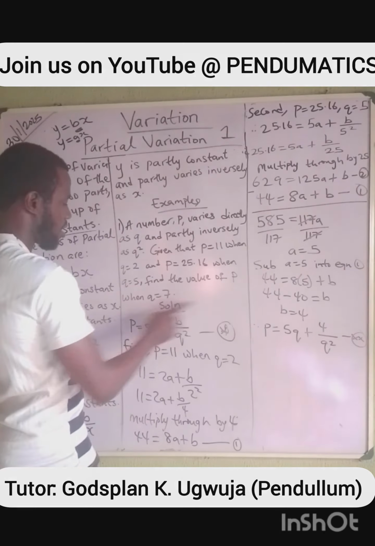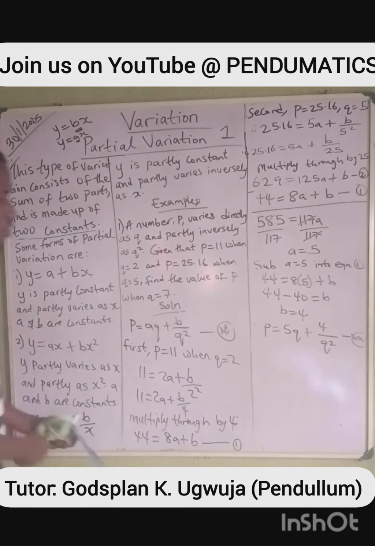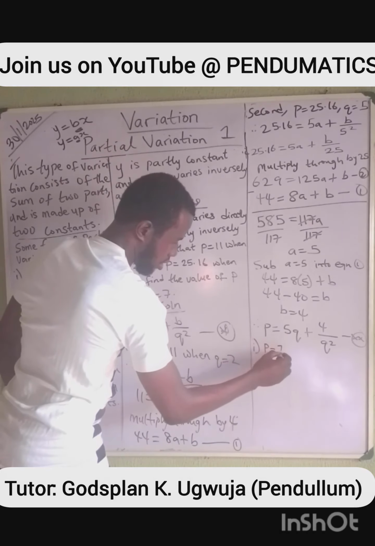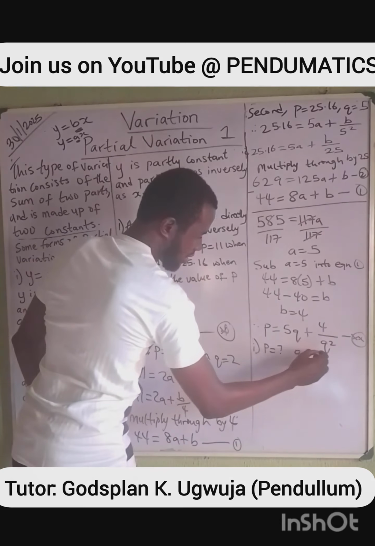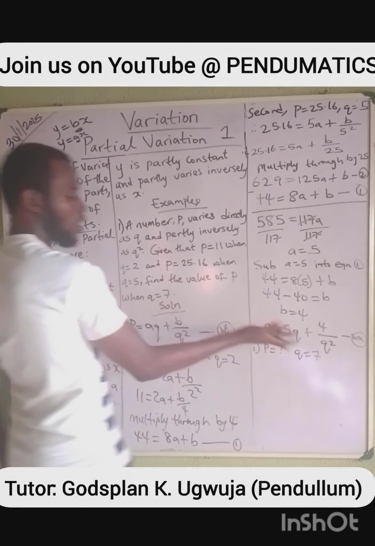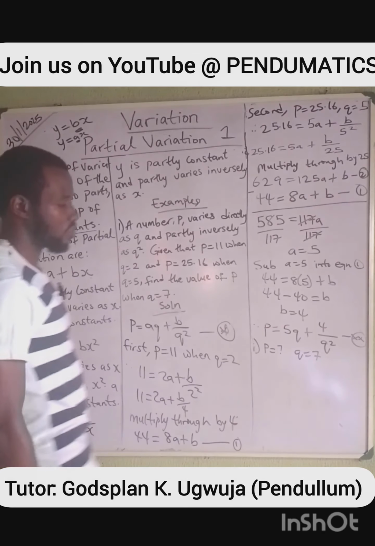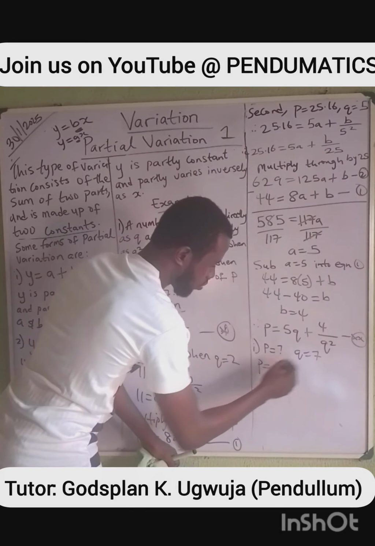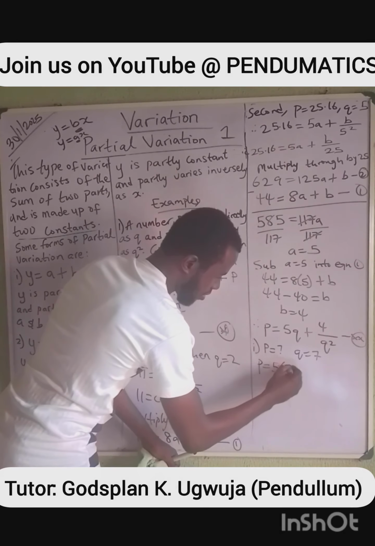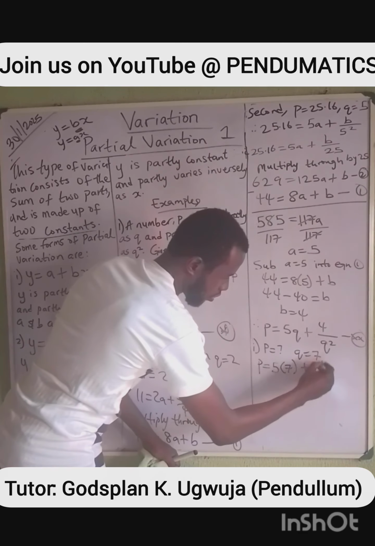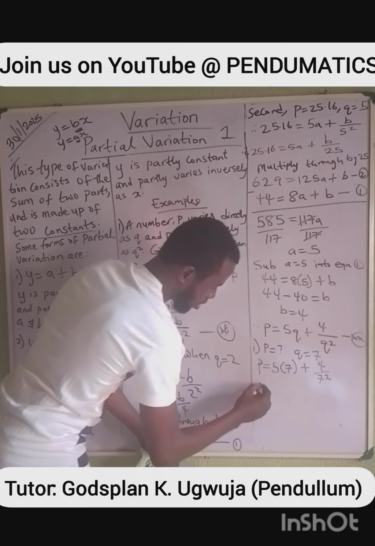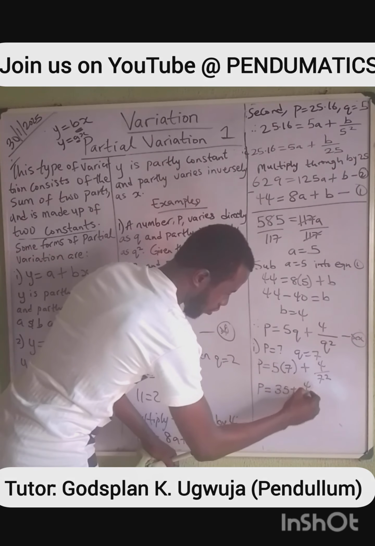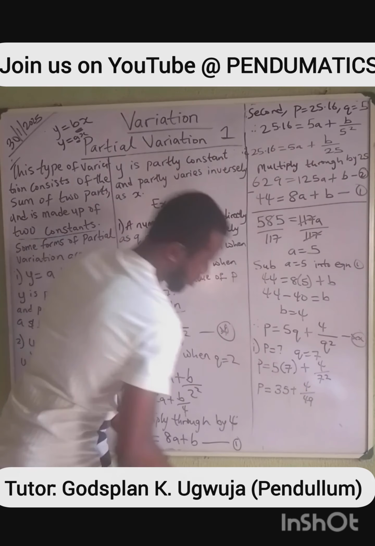No, they say we should find the value of p when q is 7. So we are asked to find P. We don't know P, but we are told that Q is 7. So, as always, we are going to use this relationship. P is equal to this. So, we are told that Q is 7. 5 times 7 plus 4 over 7 square. P is equal to 5 times 7 is 35 plus 4 over 49.